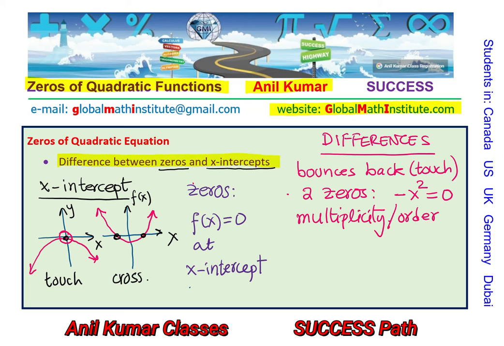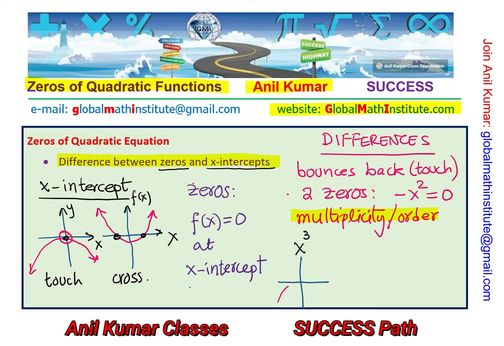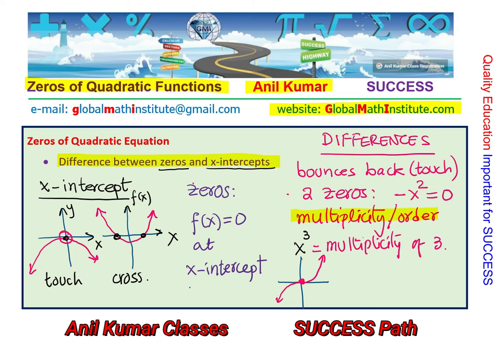As you can see, one of the major differences is that zeros have multiplicity or order. At an x-intercept, we may have multiple zeros. For example, if I have x cube, you know the graph of x cube, how will it look like? Well, it goes like a saddle point. So here we have multiplicity of 3. So there are 3 zeros at origin for x cube. However, there's only one x-intercept. So number of x-intercepts and number of zeros is different. So definitely they are very different.